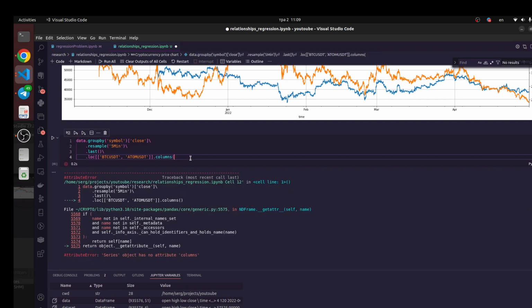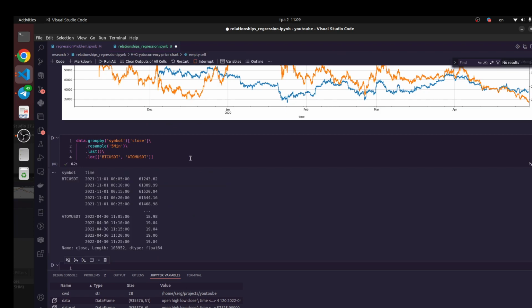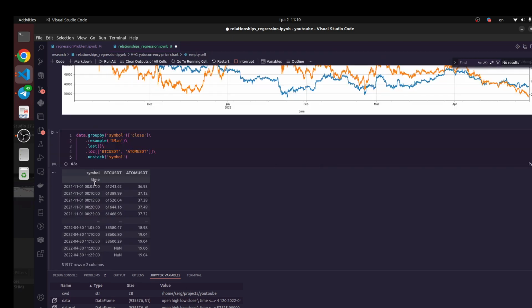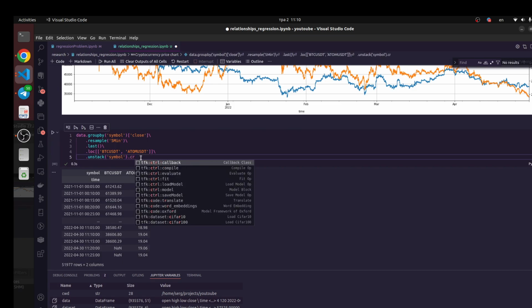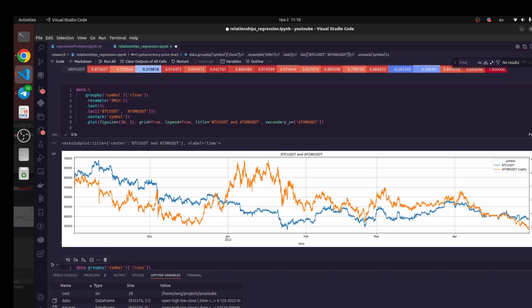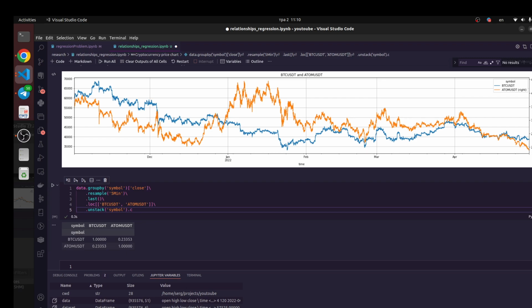Okay, we need to represent these columns. We do it, but first we need to unstack this data by symbol to represent this one. Let's look at what happens. And you see Bitcoin USDT, and we have only two columns, Bitcoin USDT and Atom USDT. Now that we have these correct columns, we could, for example, calculate the correlation of this data set. You see, or for example, we could plot this data. And it's very useful to understand how to work with this data set.